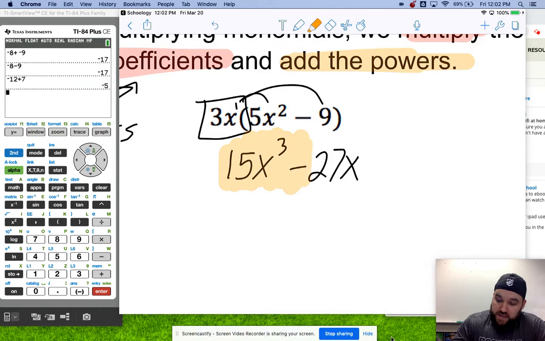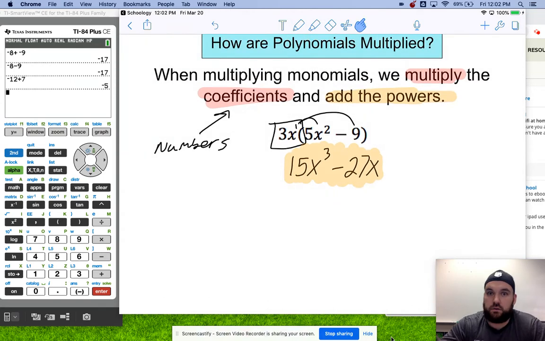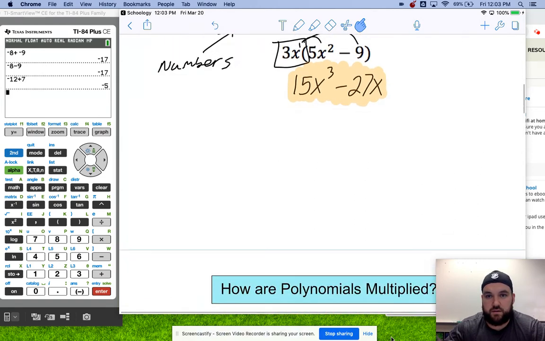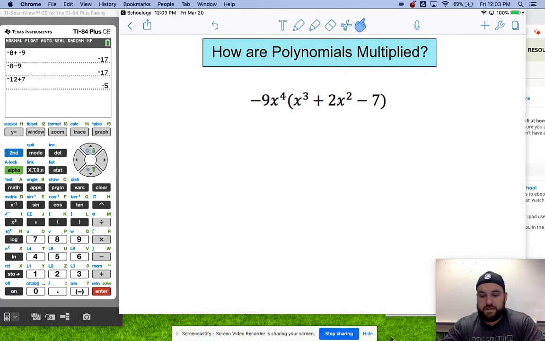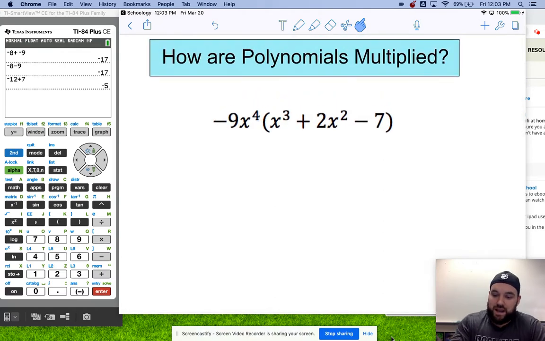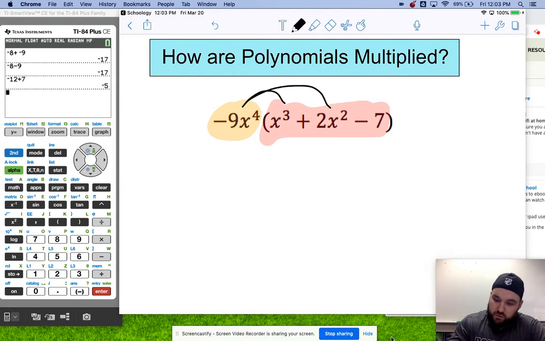Both of these terms have x in them, but they are different powers. So that would be my simplified expression, 15x to the third minus 27x. Same idea here. I'm now multiplying a monomial, and again, monomial means 1, with a trinomial, which means 3. So same idea. I'm going to distribute the monomial across all 3 of these terms.